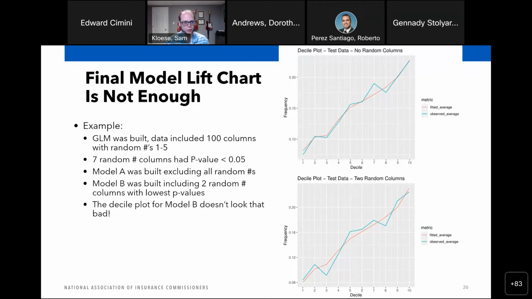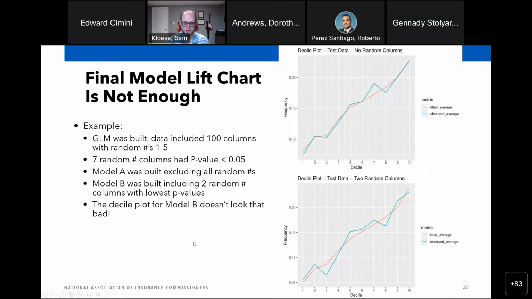Look at a lift chart where I built a model using the real predictive variables and including the random columns, and one including just the regular predictor variables. If you're looking at the plot on the top right, that's what you get if you're building a model that has none of the random columns in it. And the bottom right plot is what you get when you're building a model that includes the same variables plus 2 random columns. If you were to see both of these, you might say that the top plot is better.